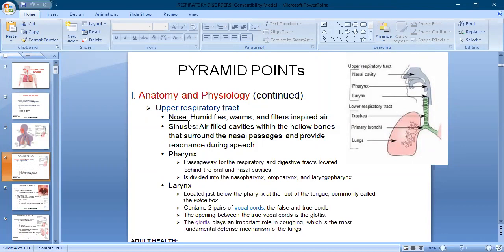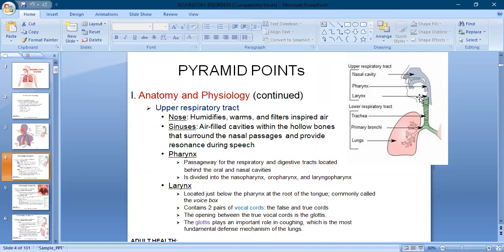Sinuses also help with phonation and melodious speech. And the pharynx is the passageway from the respiratory to the digestive tract. So this is the pharynx. This is the common pathway for respiration and GI. When we eat something, the valve should open and close so that no food goes to the respiratory system. And the pharynx is divided into nasopharynx, oropharynx, and laryngopharynx.